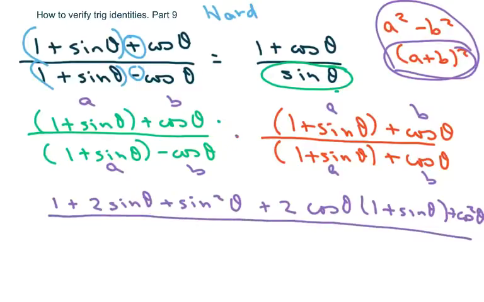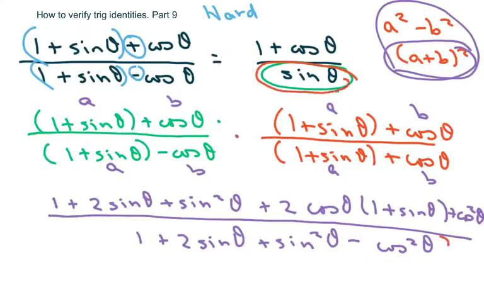And now the denominator is a little easier, and we're just going to get 1 plus 2 sine of theta plus sine squared of theta minus cosine squared of theta. Okay, now before I move on to the next slide, I know I have sine in the denominator, so I'm going to write this as 1 minus sine squared of theta. So I'm going to do that on the next slide.